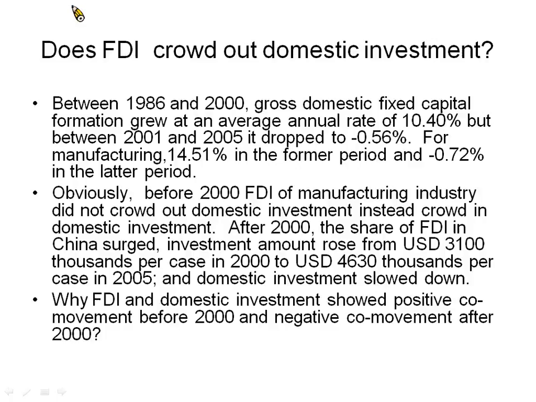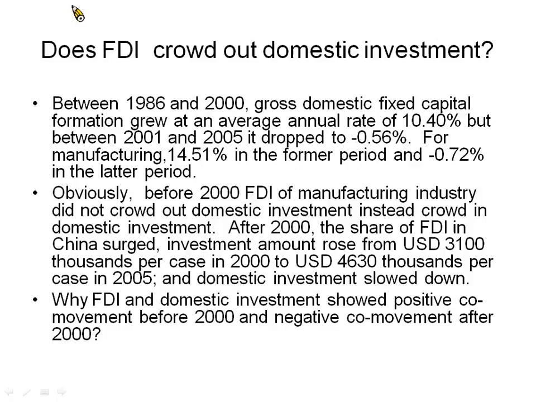And after the year 2000, still FDI in China surged. The investment amount rose to 46,000 cases and domestic investment slowed down. While FDI and domestic investment showed a positive movement before the year 2000 and a negative movement after. So it's not clear, right? Here is a positive correlation before the year 2000: foreign direct investment draws in, not draws out, domestic investment. It is a positive movement. But after the year 2000, foreign direct investment draws out domestic investment, because they have a negative movement. Right? So you have the positive area and the negative area.